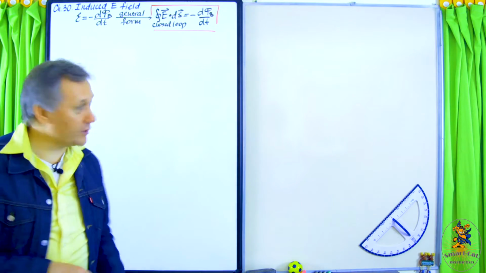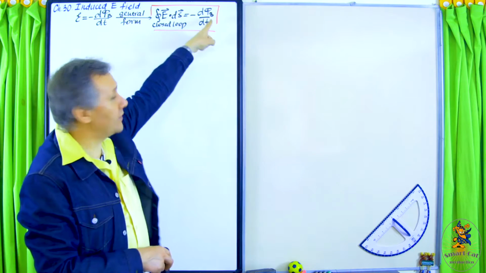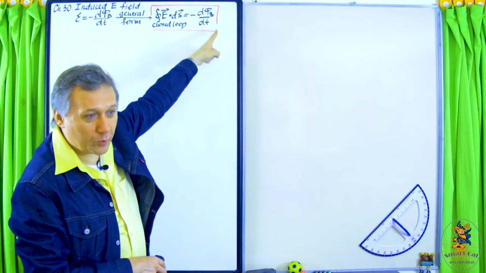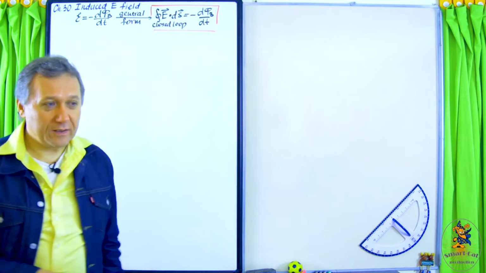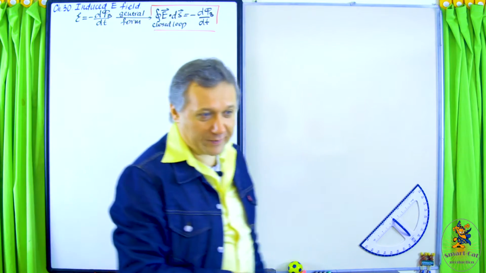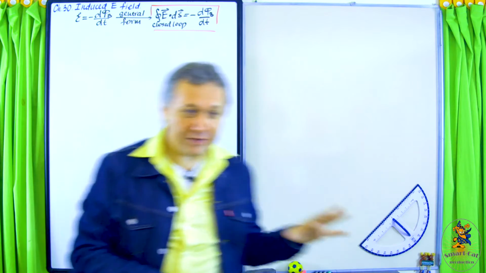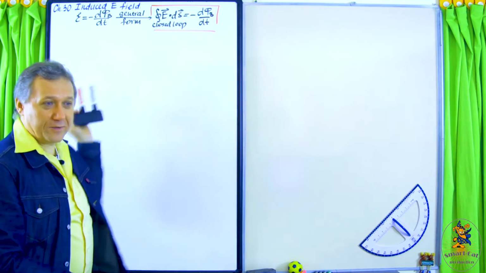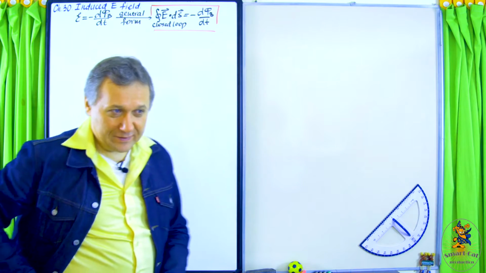Then we played with Ampere's law, and the structure was very similar. On this side we had enclosed currents, which were the sources of the magnetic field shown on the left-hand side. So all those equations have exactly the same structure: sources on the right-hand side, fields on the left-hand side.